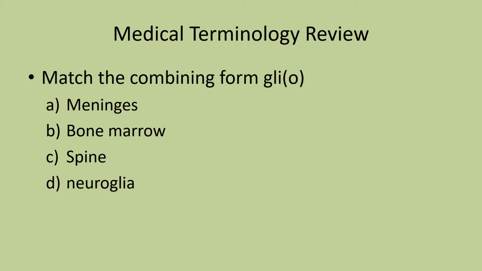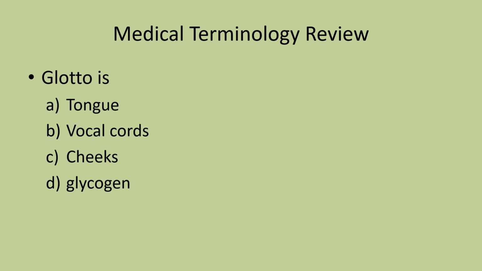So meninges, bone marrow, is myelo, not glio. Glottis is, what is it though? The space between where your vocal cords are, right? So this one you would pick, vocal cords. But you know it's false, right? It's supposed to be the space where the vocal cords are.